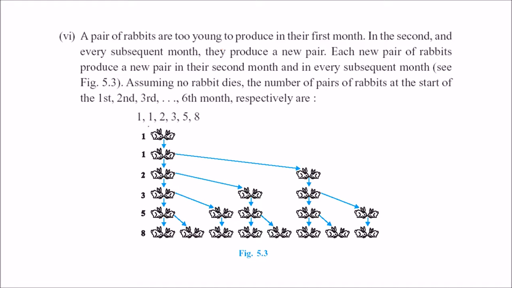Again, a pair of rabbits are too young to produce in their first month. So in the first month, they will not produce. In the second month and every subsequent month, they produce a new pair. And each new pair of rabbits produces a new pair in the second month and in every subsequent month, and this happens like this. So assuming no rabbit dies, the number of pairs at the start of the first, second, and so on, 1, 2, 3, 4, 5, 6, there will be 8 pairs of rabbits at the end of the 6th month.